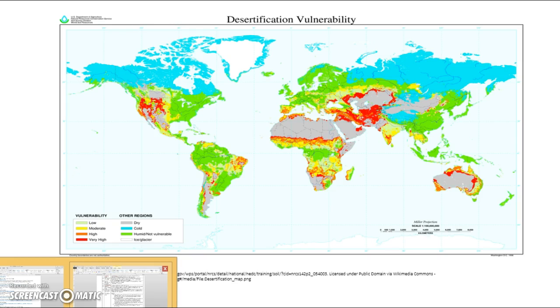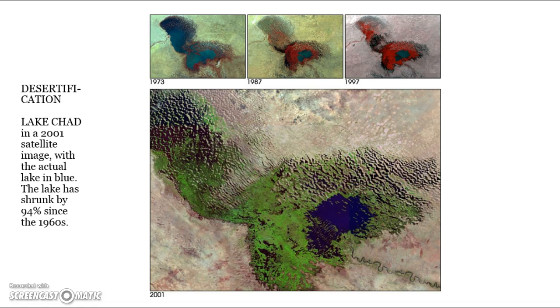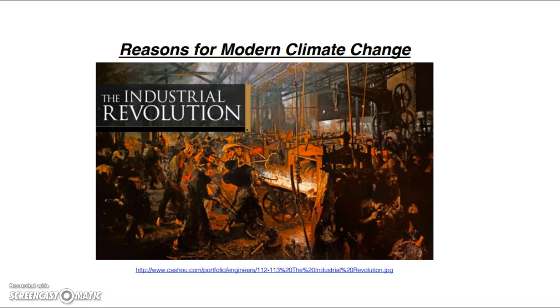We were just looking at desertification. We looked at Lake Chad. No, we didn't look at Lake Chad yet. I think, actually, I'm going ahead of myself. I've got to go way back. This is what we were looking at. We were looking at the Industrial Revolution as the genesis of the beginning of the acceleration of warming on the planet.